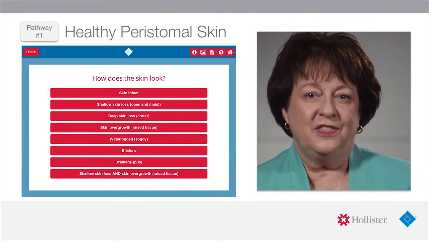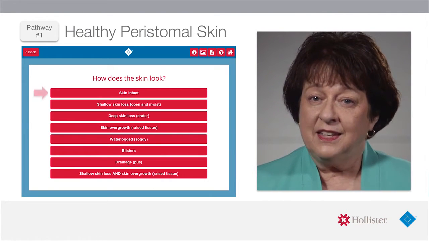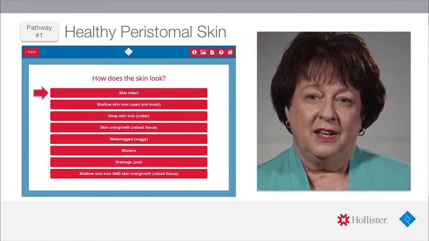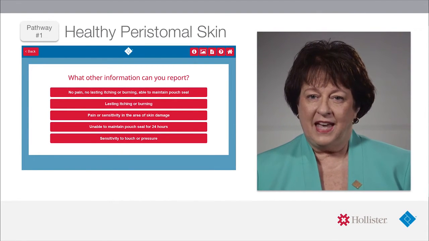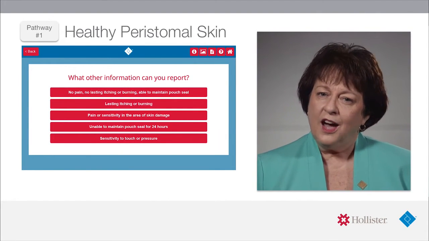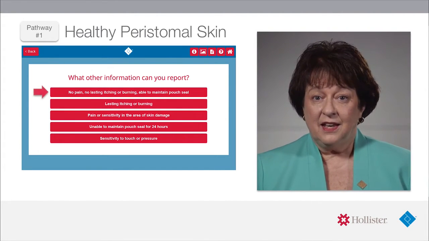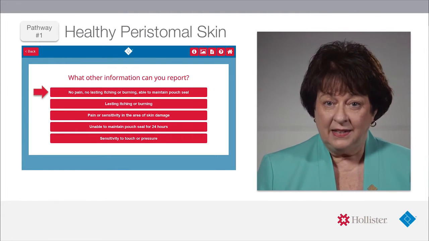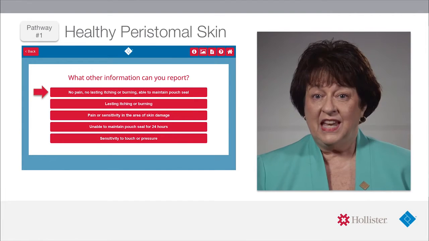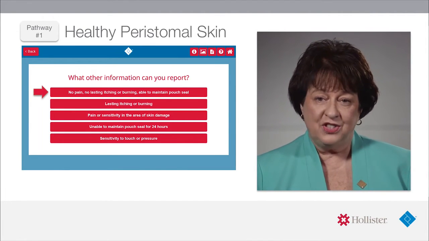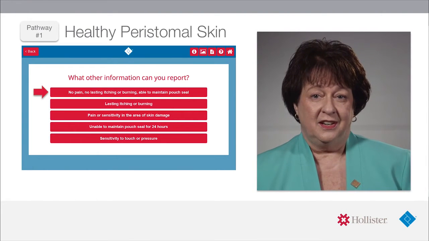The next question we will be asked is, how does the skin look? You will see here that there are several options from which to choose. In this case, we will choose the first option, that the skin is intact. The final question we will be asked in this case is, what other information can you report? In our case, we are not experiencing any pain, lasting itching, or burning. We are also not having any issues with maintaining our pouch seal. So we will again select the first option.